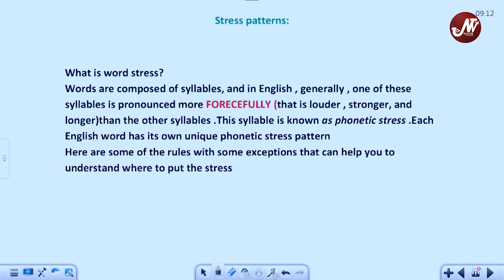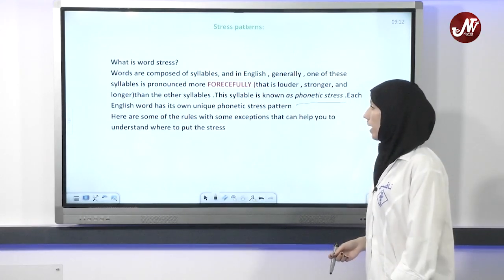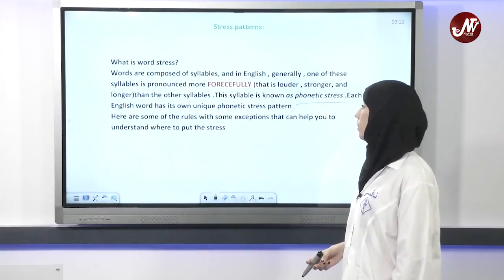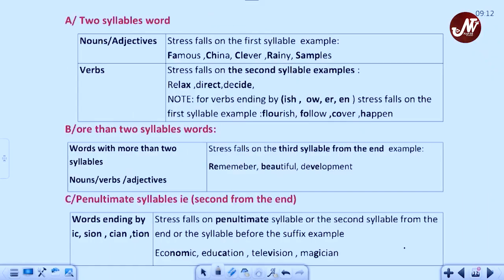So this syllable is known as phonetic stress. Each English word has its own unique phonetic stress patterns. Here are some of the rules and some of the exceptions that can help you to understand where to put the stress in the word. So we start with two-syllable stress, because if you have just one syllable, it's natural to put the stress on it. So we start with nouns and adjectives with two syllables.